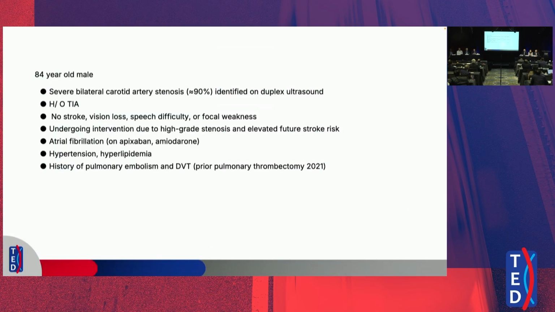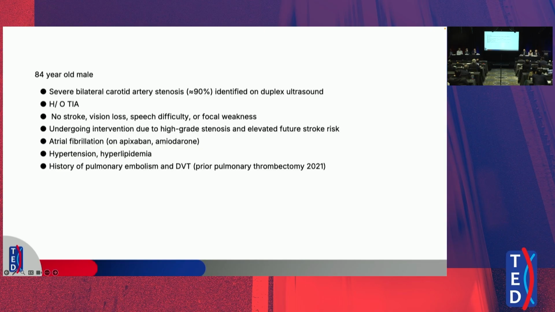So this was an 84-year-old male patient with almost a 90% stenosis in the internal. He had a history of a TIA, no strokes, vision loss, or anything. He was undergoing intervention for elevated future stroke risk. He has hypertension, hyperlipidemia, pulmonary embolism, and DVT. He is on Eliquis. So he did have a TIA, and he's a symptomatic 80 to 90% stenosis of the internal. Go next. High-risk criteria. Obviously, you can always do endarterectomy, which is an option. Go to the next slide, please.